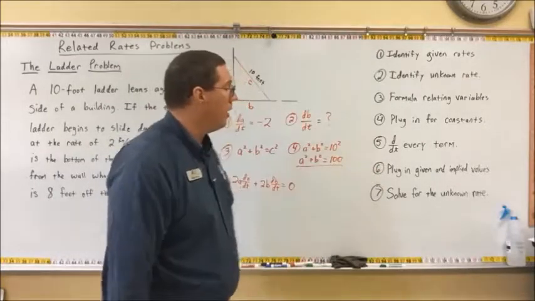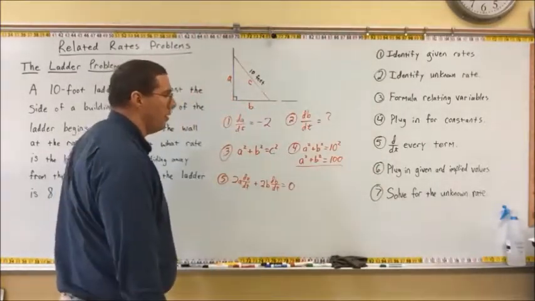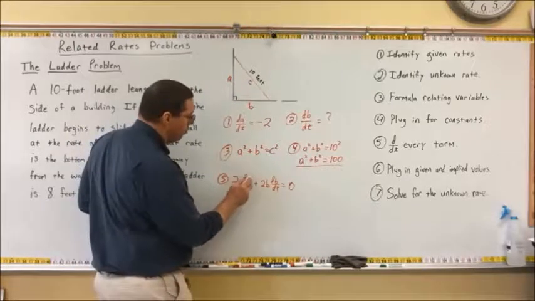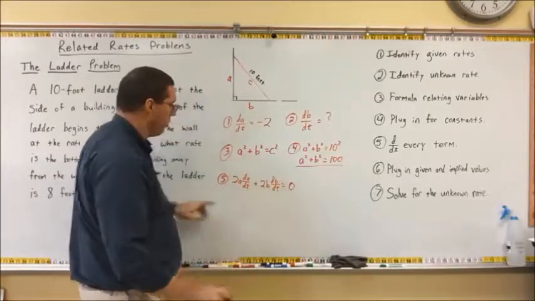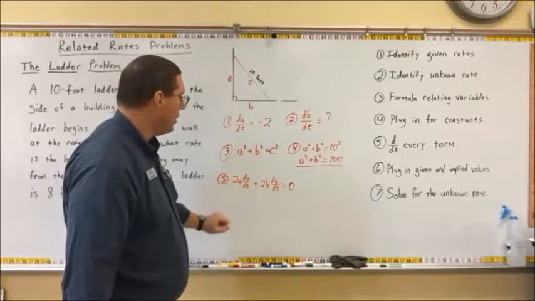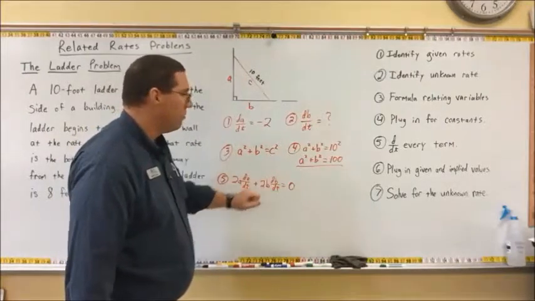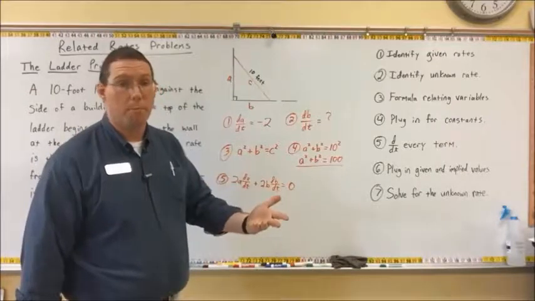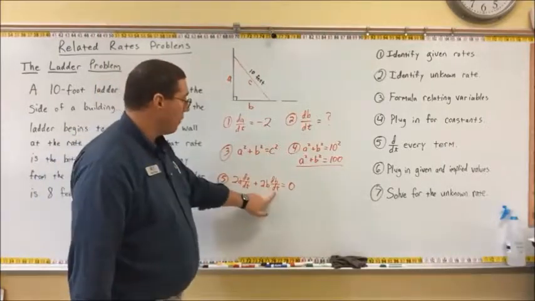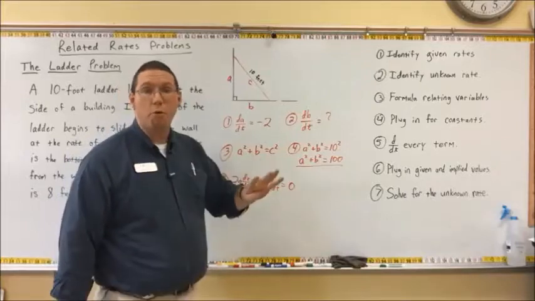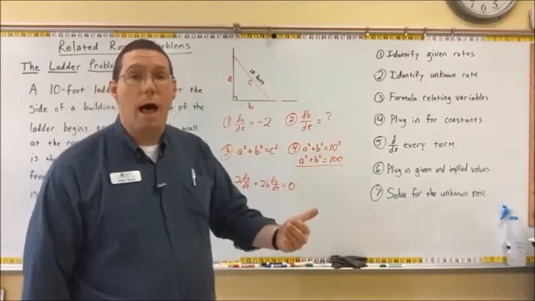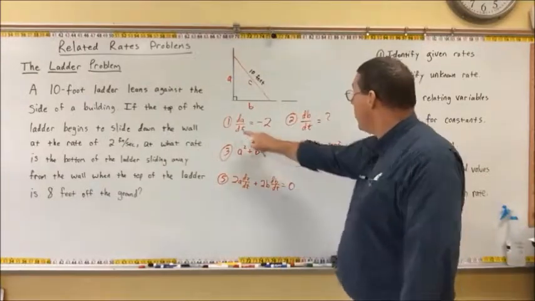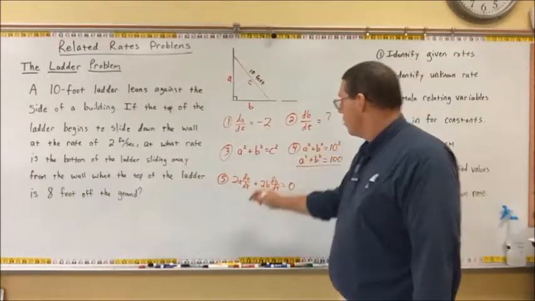Step 6, plug in all given and implied values. So look what we have. We actually have 4 variables. We have A, we have dA dt, we have B, and we have dB dt. Two of those were given to us in the problem. One of them we're solving for, dB dt, and then the fourth one is implied. Well, let's see how it's implied. First of all, we know dA dt is -2.